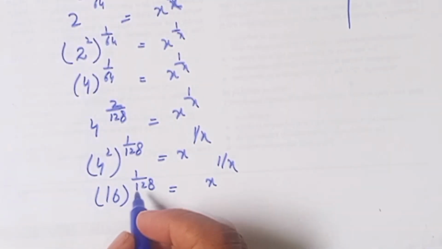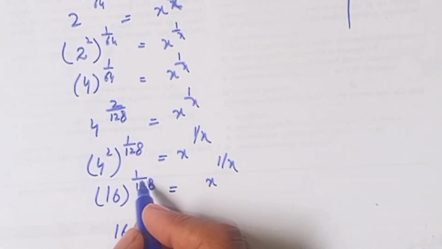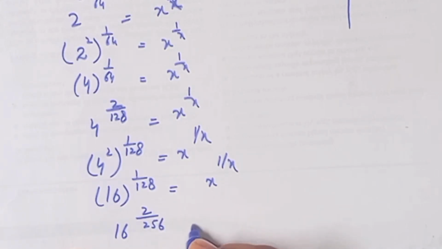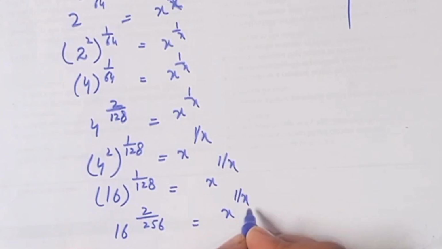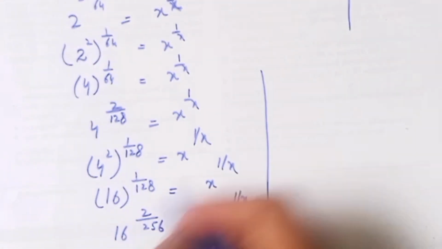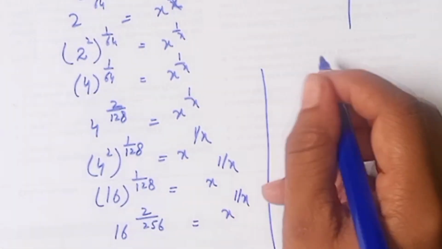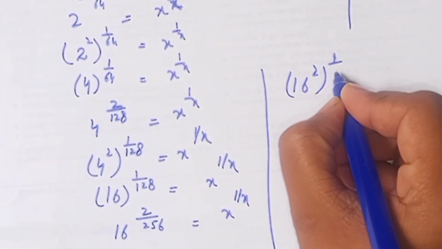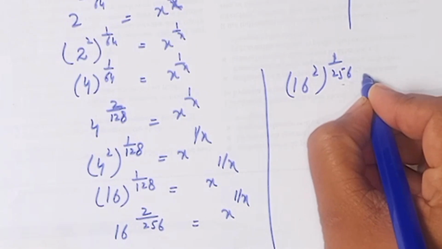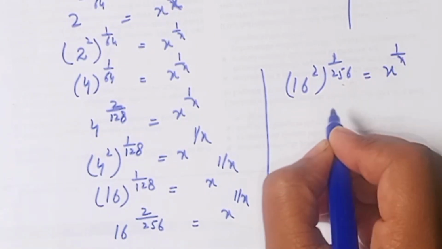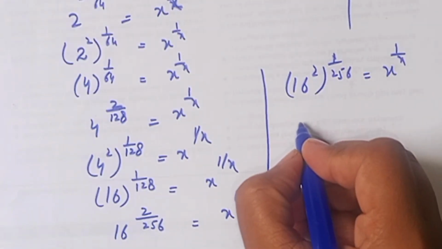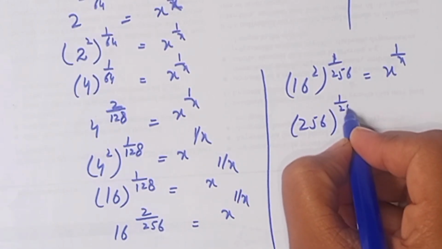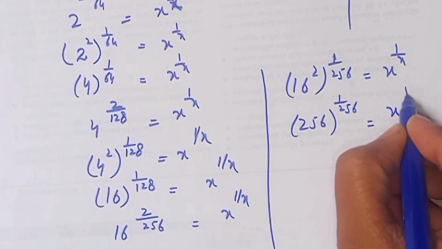Again in the next step, we write this power 1 over 128 as 2 over 256. This is equal to x raised to the power 1 over x. Again we use this exponent rule. We write this as 16 square multiplied by 1 over 256. This is equal to x raised to the power 1 over x. And 16 square is equal to 256. Power is 1 over 256, this is equal to x raised to the power 1 over x.